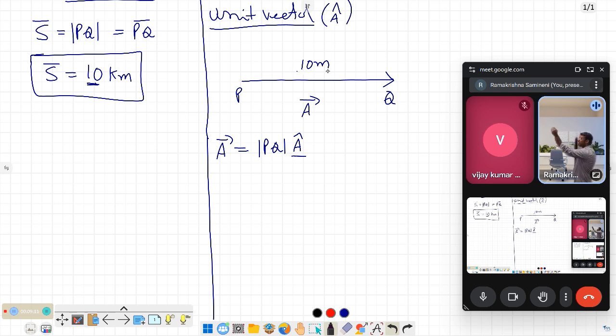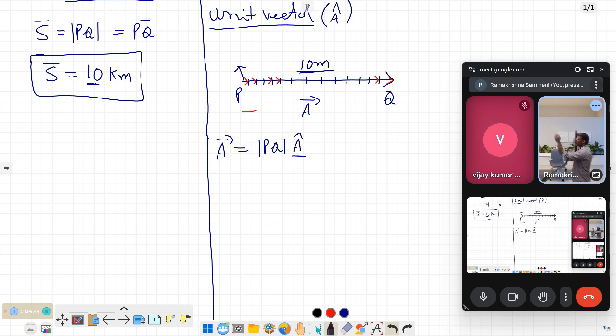What is the meaning of unit vector? This 10 meters, I am dividing into small parts. Exactly equal parts, 10 parts you make. What is the length of the small part? 1. That unit length of that part is called the unit vector. That means if I divide this total vector into 10 parts, I am keeping the arrow marks here. 1, 2, 3, 4, like that, so on up to 10. Like this I am taking the 10 arrow marks.